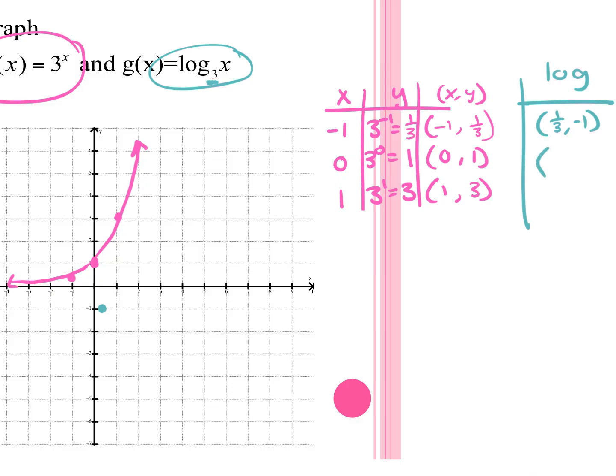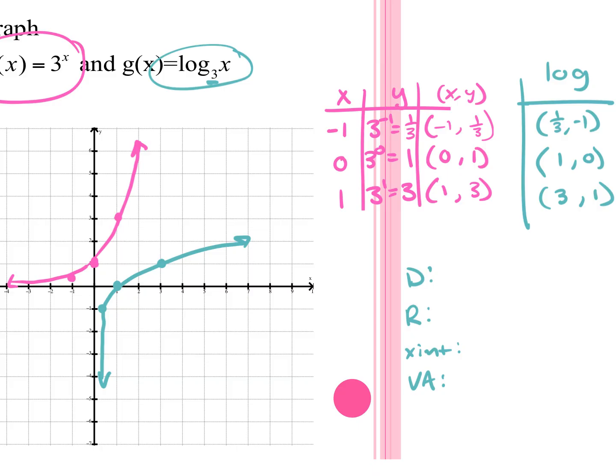Our next point is going to be 1 comma 0. So we go to the right 1, stay at 0. And our next point is going to be 3 comma 1. So we go to the right 3 and up 1. So this is going to be our graph here, the inverse of our exponential graph. So the x's and y's just flip. Let's find all of our important information here. Let's find our domain, range, the x-intercept, and the vertical asymptote.